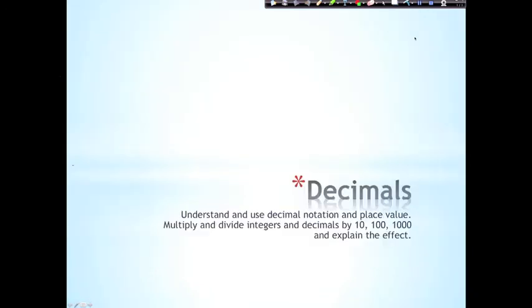Okay, so just a quick recap on what we've done. By now we should be able to understand and use decimal notation and place value. Okay, and don't forget to use your place value table, so your hundreds, tens and units table if you need to multiply and divide numbers. Okay, and then we should know how to multiply and divide integers and decimals by 10, 100 and 1,000 and explain the effect.